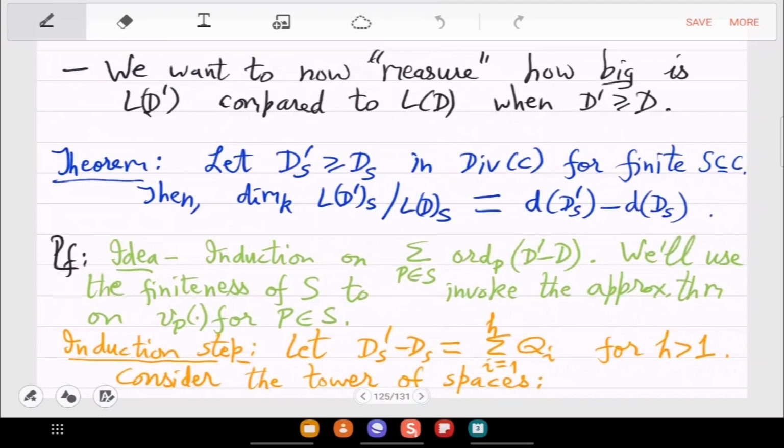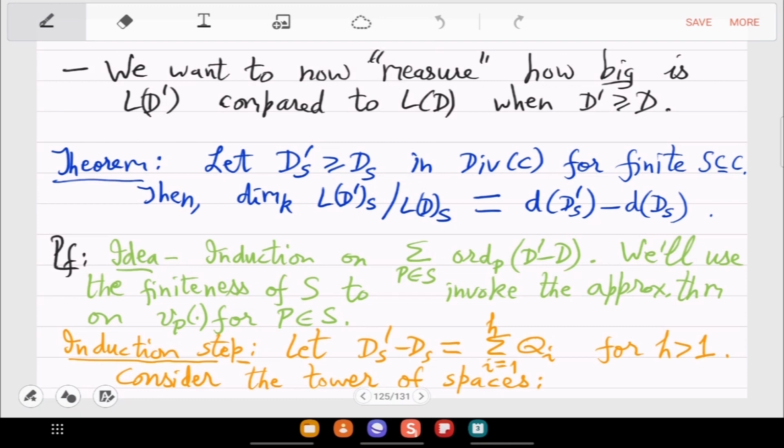Now let us come to this theorem that we had started, which is a highly non-trivial quantitative statement about the LD sheaf. What this says is that if you pick a bigger divisor, then as you know, LD sheaf gets bigger, and the amount by which it gets bigger is exactly given by the difference of degree. The way we will prove it, we already discussed.